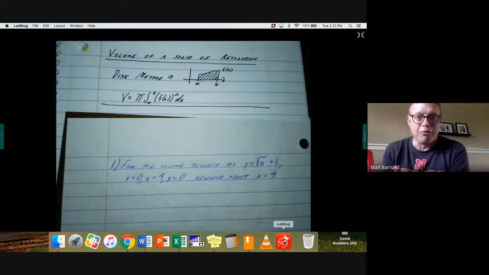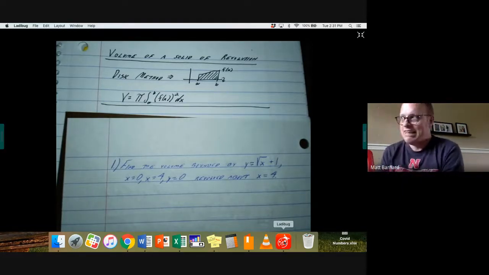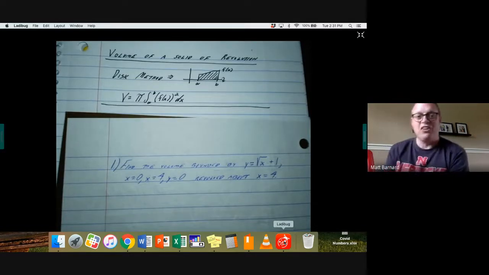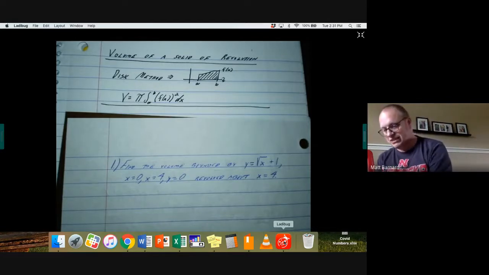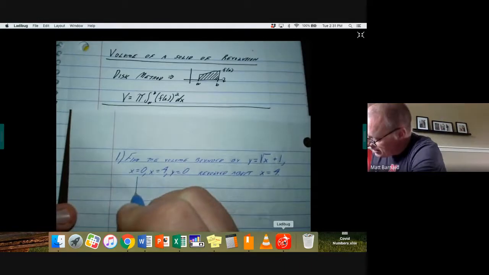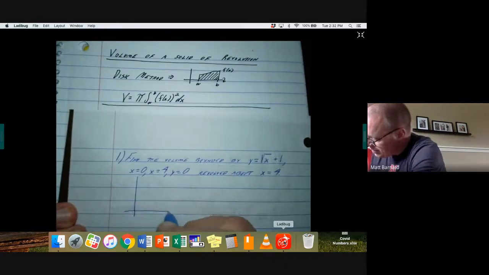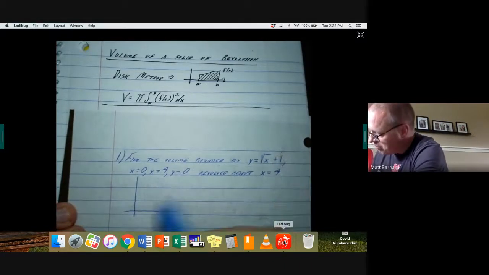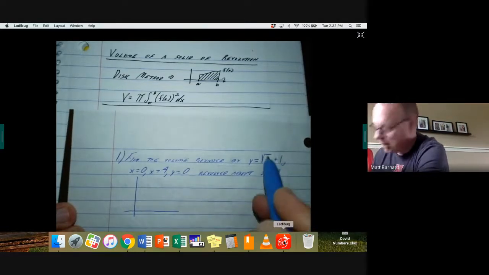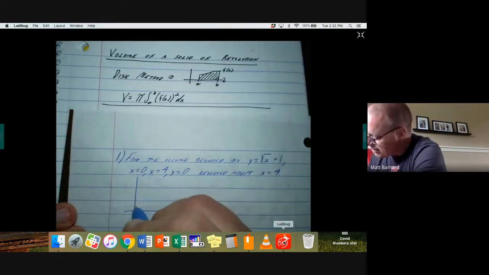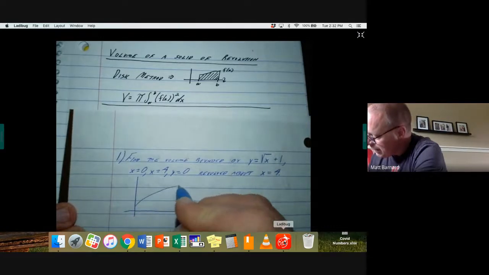Again, here's our formula, pi r squared times h. Basically, again, the volume of a cylinder. We're gluing all these cylinders together to make the volume of a solid of revolution. Let's draw the picture. All right, square root of x plus 1. Instead of starting at the origin, that plus 1 is going to bump everything up. Now we're looking at that.